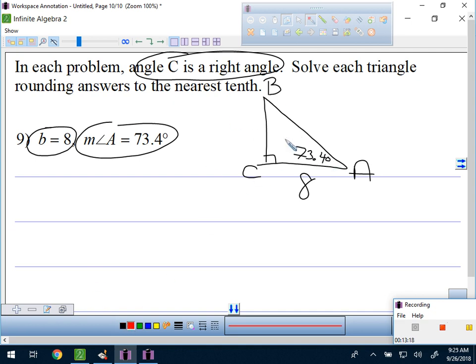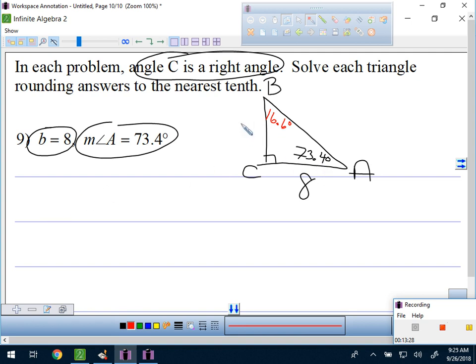The first thing I'm going to do is I'm just going to find missing angle B, which will be 90 minus 73.4. So this angle right here will be 16.6 degrees. And let's be honest, if I went ahead and looked at all 4 of my answer choices, if there was only one answer choice that had angle B as 16.6, I'm not going to waste my time. I'm just going to circle that and call it a day. But I'm going to go ahead and finish solving this for you. So I'm going to use angle A.